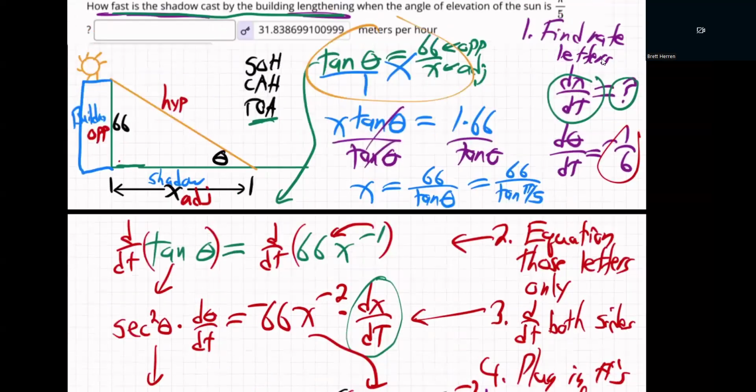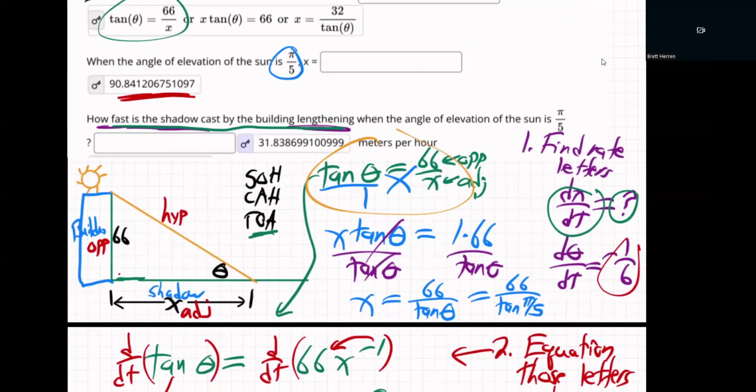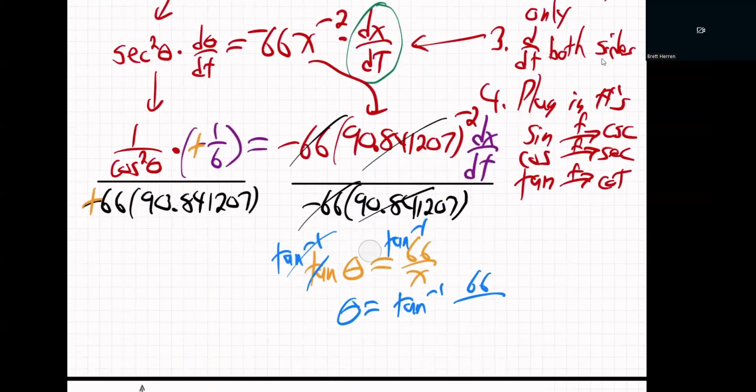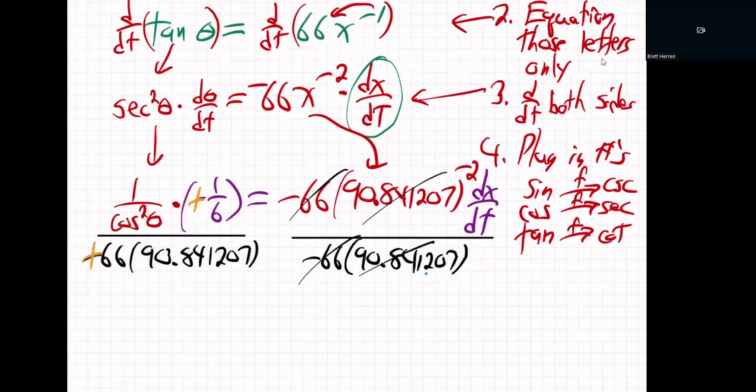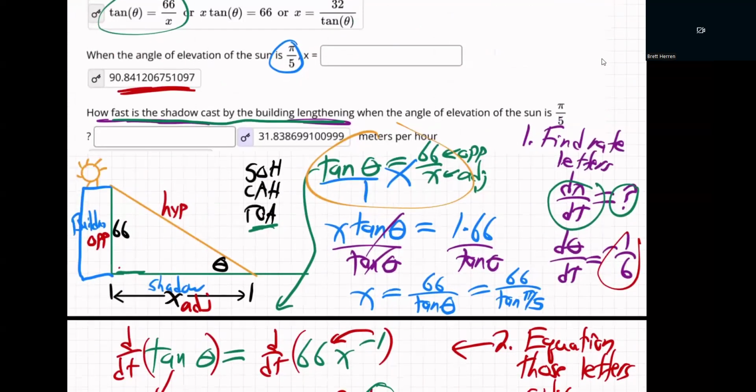Oh, wait a minute. I'm sorry. This is ridiculous. I'm being ridiculous. We know theta. It's pi over 5. I was just doing something way harder than was needed. Right there. The angle of elevation of the sun is pi over 5. Let me write that. Theta, the angle, is pi over 5.